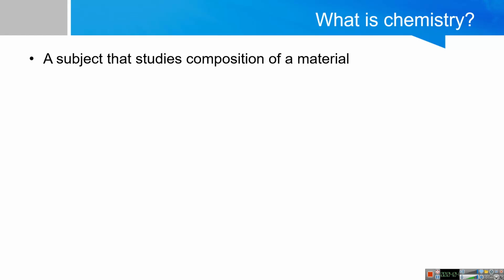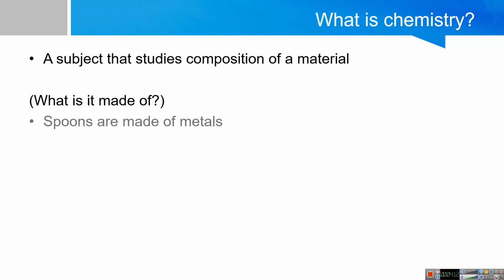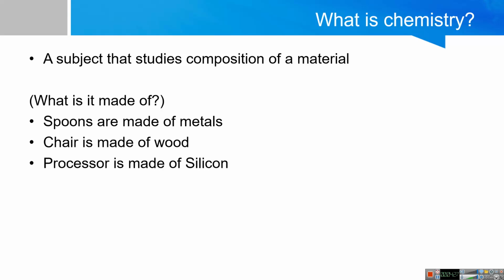Now, what is chemistry? I define it as a subject that studies the composition of matter. So what is composition? What is it made of, right? So spoons are made of metals, right? We know it's made of steel, stainless steel we say, right? We also see gold spoons, right? Then a chair is made out of wood. So we're discussing composition. What is it made of, right? And then we have processor.